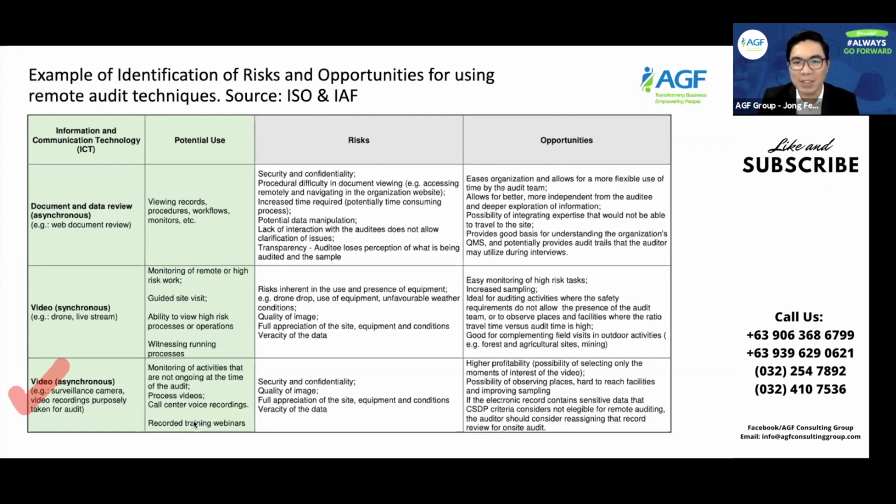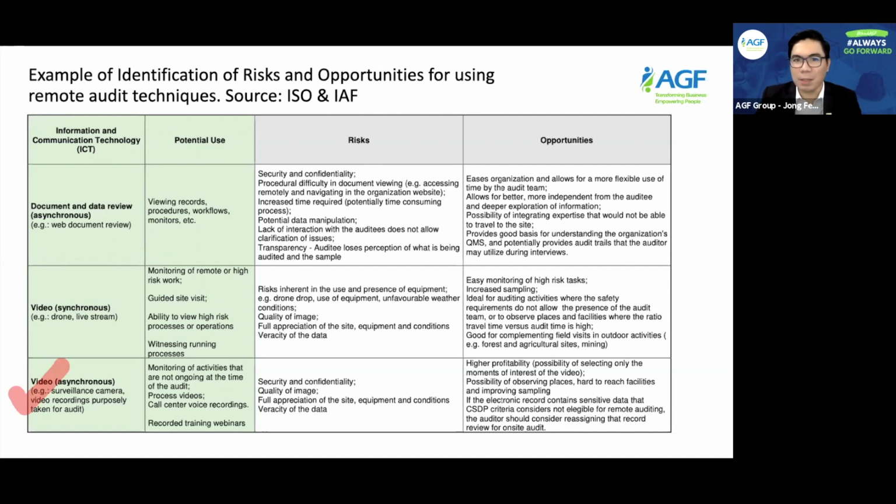And on the plus side, the opportunities are higher profitability and the possibility of observing places where you normally could not, but because of technology, you can access that. And if the electronic record contains sensitive data that the CSDP requirement considers not eligible for remote auditing, the auditor should consider reassigning the record review for on-site audit, all right? So these are just some of the risks and opportunities that you would normally encounter in a remote audit. I'm not saying this is all.